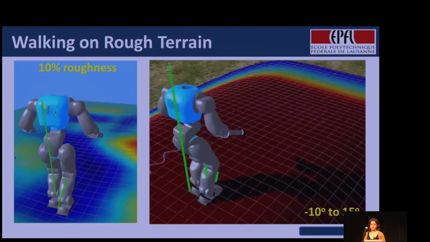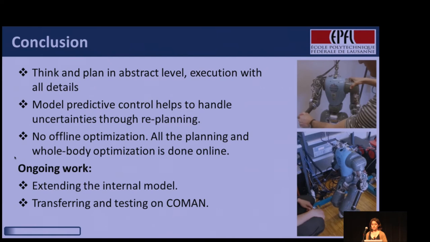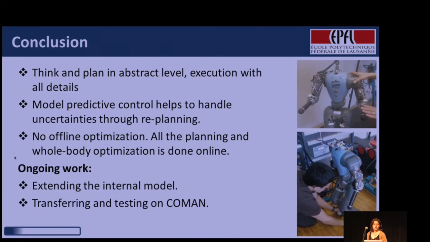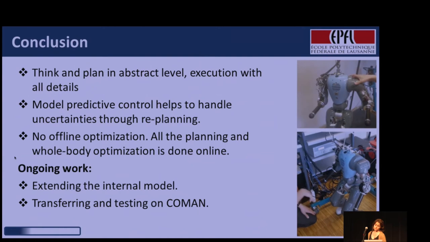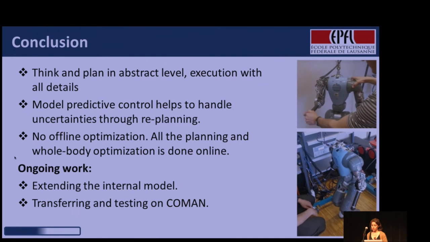To conclude, we use simplified, abstract models at the level of planning, and we use detailed and high-dimensional models at the level of execution. We use model predictive control to handle uncertainties through its replanning. And we don't use any offline optimization. All the planning and whole body optimization is actually happening online.